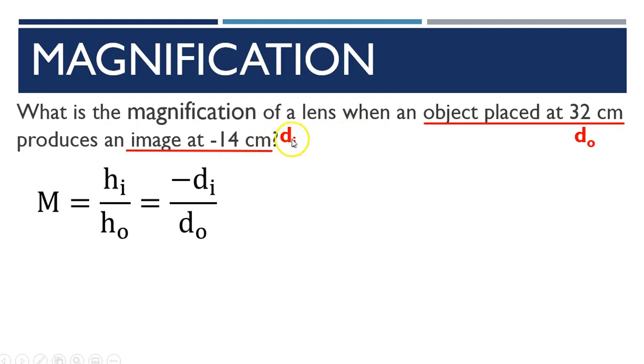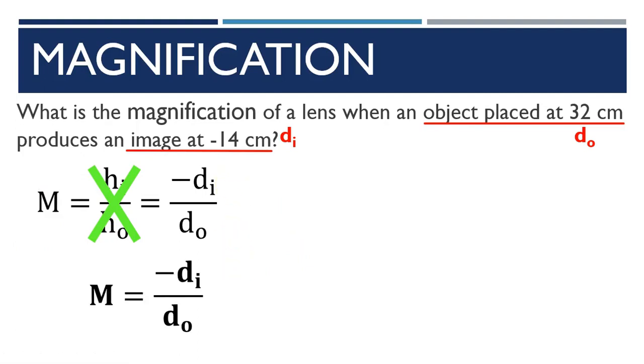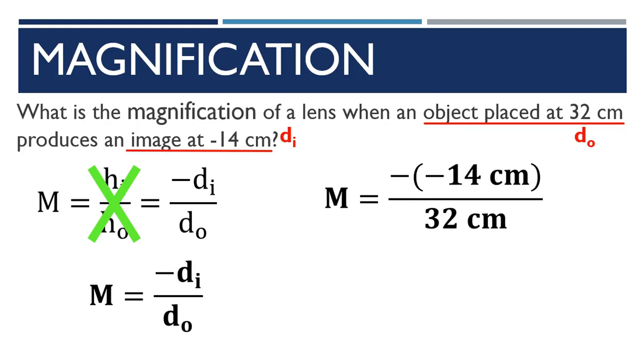So what we have here is a DI and a DO, and we're looking for magnification, which means we don't need this center piece. It's okay if we don't have our image height and object height because they're not necessary. We've got 1 piece on the left side of the equal sign and 1 piece on the right side of the equal sign. And that's really all we need. So we're left with M is equal to negative DI over DO. So now you just plug in what you have.